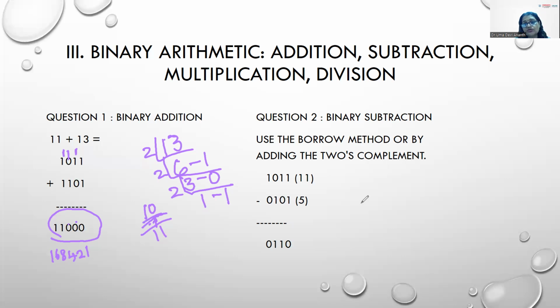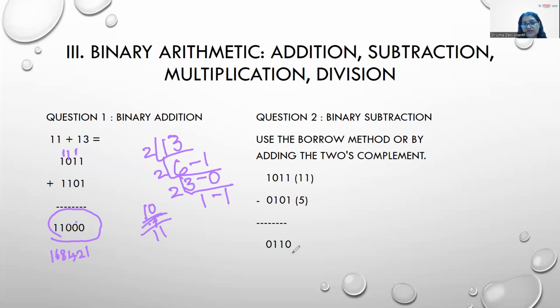Subtraction we can do in two methods. One is by using the borrow method. The other is by using the 2's complement. So when we do the borrow method, 1011 is 11 again, and 5 is represented as 0101. So 5, if you just keep dividing in the same pattern, you will get the value 0101. So I suppose you want to subtract 11 minus 5. That is the question. You want to do 11 minus 5.